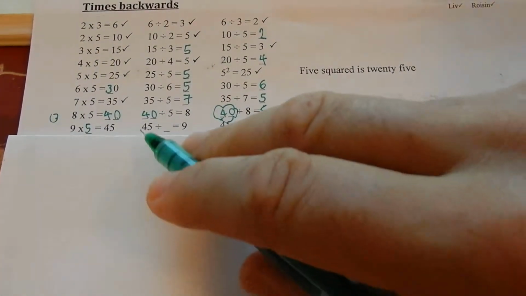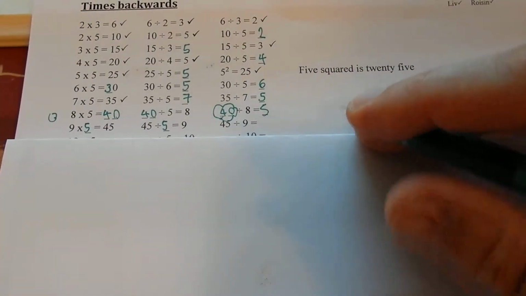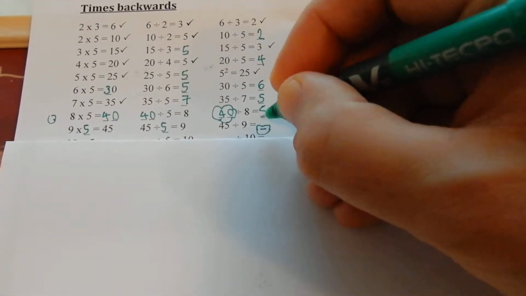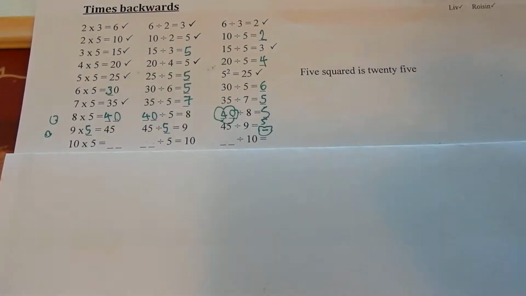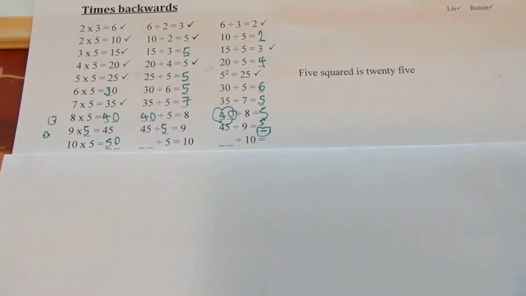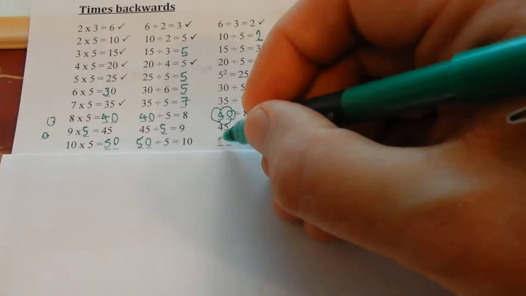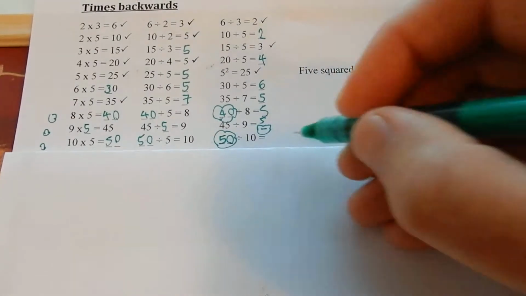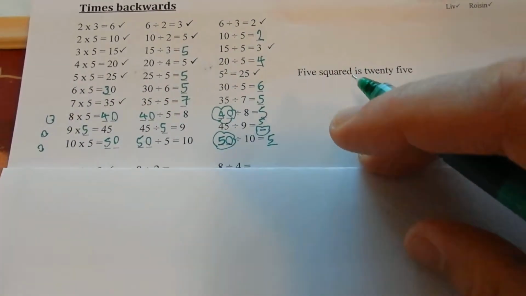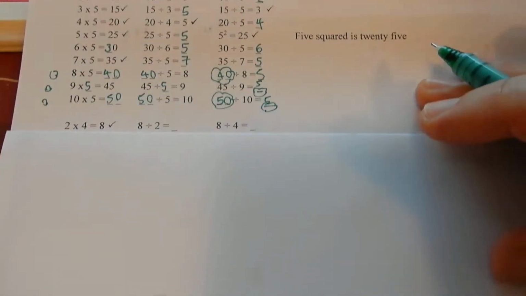9 times 5 is 45. 45 divided by 5 is 9. And 45 divided by 9 is 5. Change my page. Editing. 10 times 5 is 50. 50 divided by 5 is 10. 50 divided by 10 is 5. Another little piece of editing, making my book better and better before I publish.